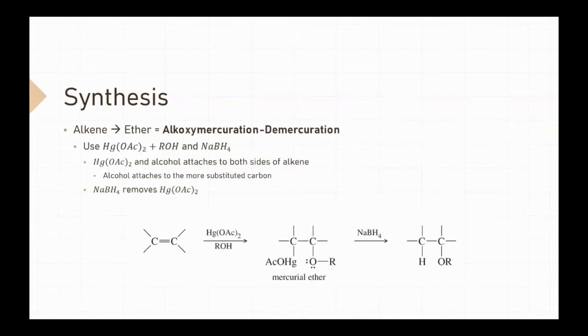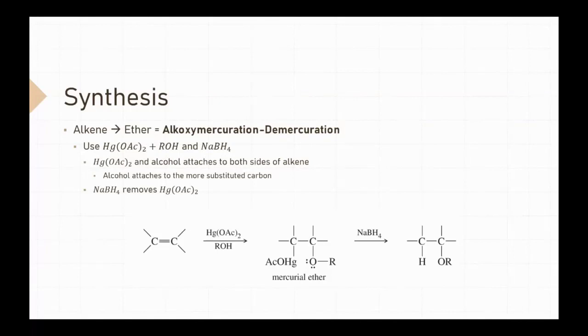Another one, kind of like a review from OChem 1, is the alkoxymercuration-demercuration reaction. You have your Hg(OAc)2 with the R group that you want to add. The NaBH4 is just to remove that mercury compound.